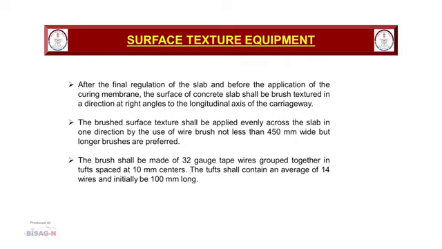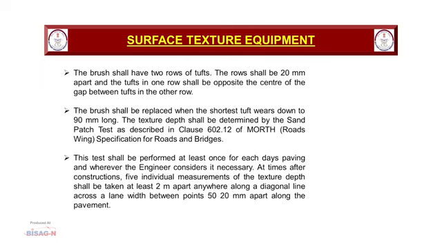The brush shall be made of 32 gauge tape wires grouped together in tufts spaced at 10 mm centers. Tufts shall contain an average of 14 wires and initially be 100 mm long. The brush shall have two rows of tufts. The rows shall be 20 mm apart and the tufts in one row shall be opposite the center of the gap between the tufts in the other row. The brush shall be replaced when the shortest tuft wears down to 90 mm long.